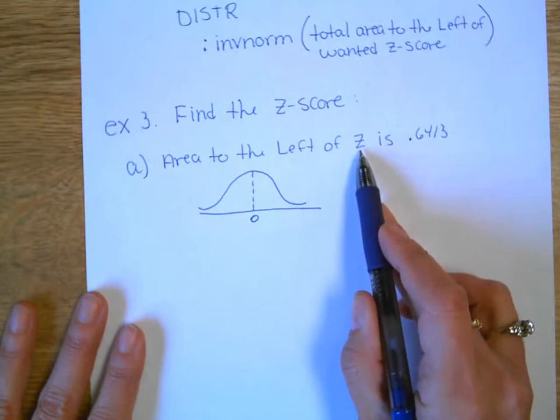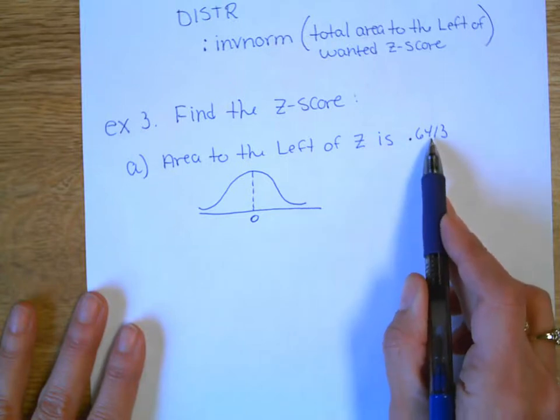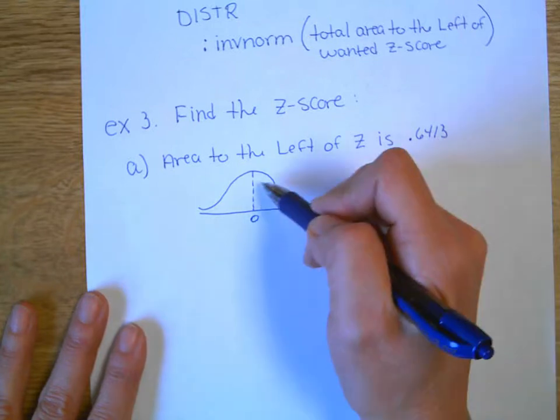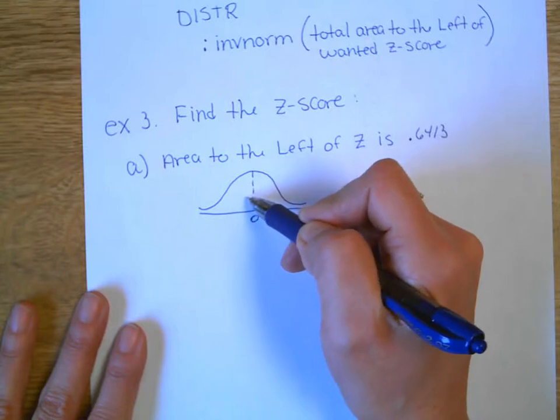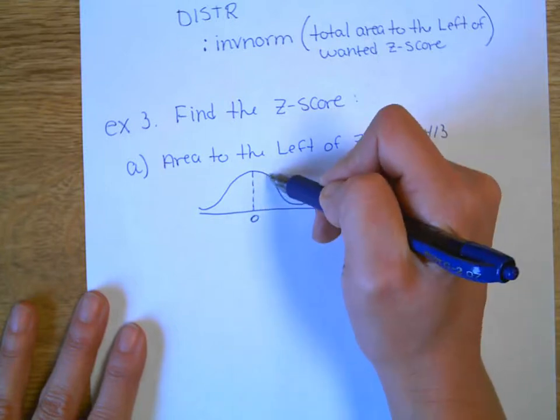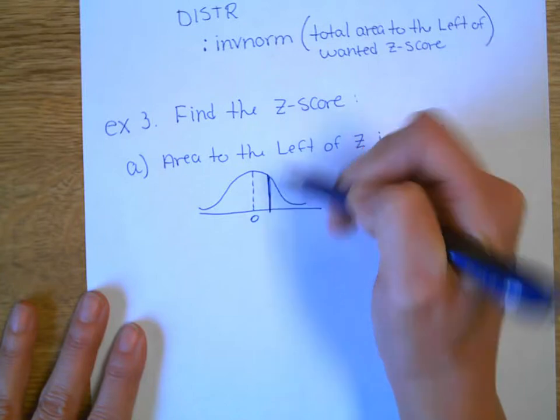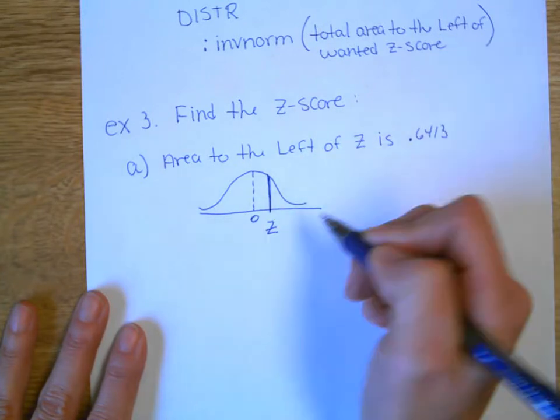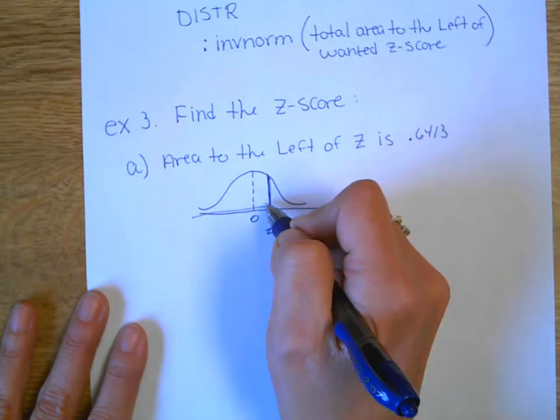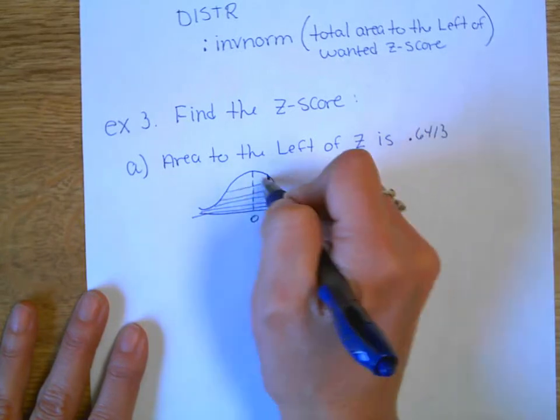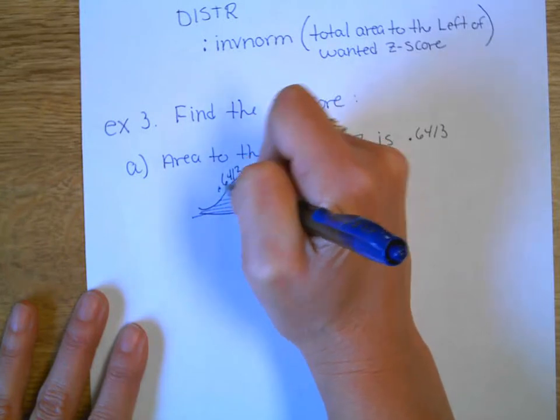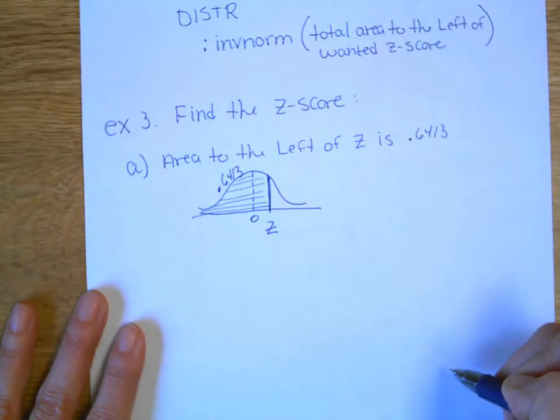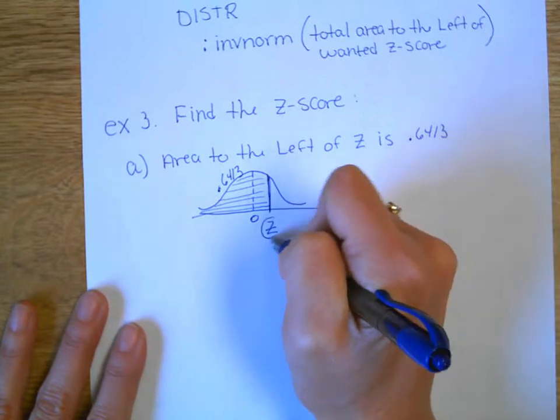This would be negative. Think about it. I have 64% of the graph behind me. The answer's positive. Yeah, it's going to be positive. I am up here somewhere, because half the graph is below, 50% there. If I've got 64% behind me, that means I'm a little further over this. So I'm over here somewhere. I don't know this z-score, but I do know that the area behind me is 0.6413.